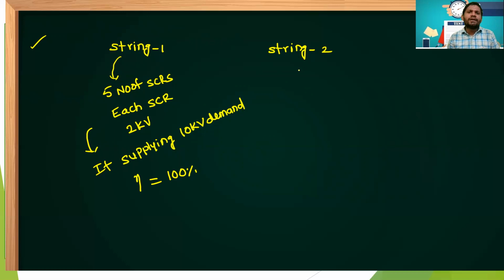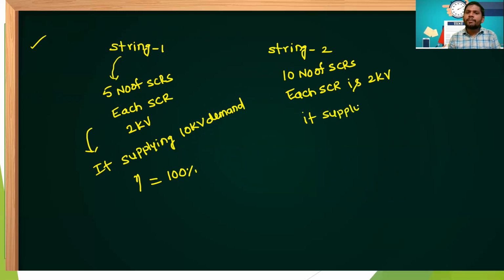For example, let us assume that string 2 is designed with 10 SCRs, and each SCR is rated 2 kV. Let us assume it is supplying a 10 kV demand.